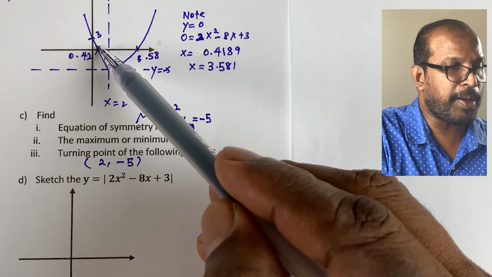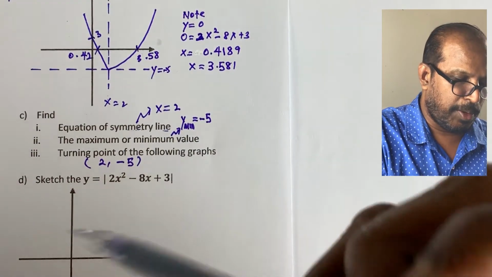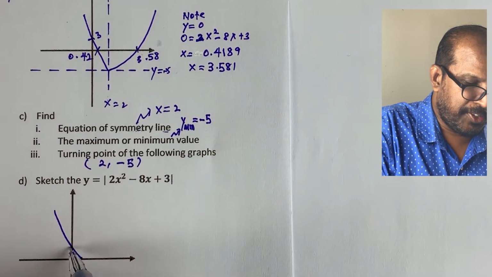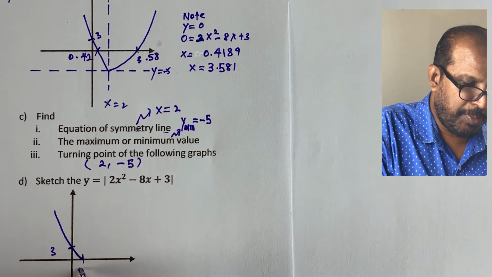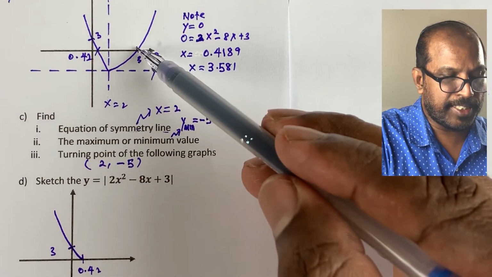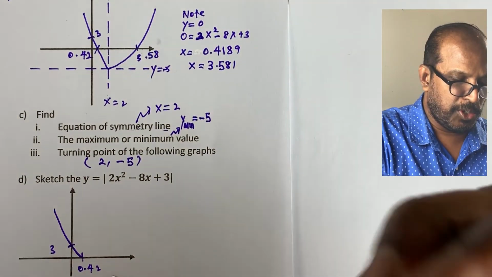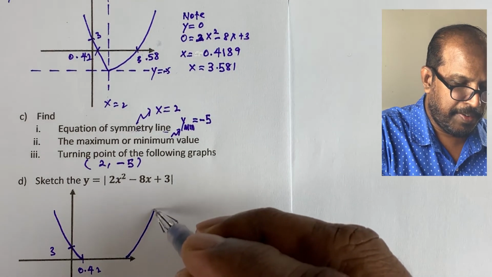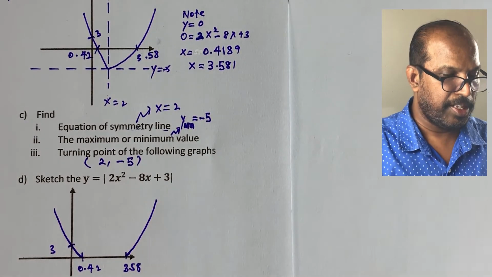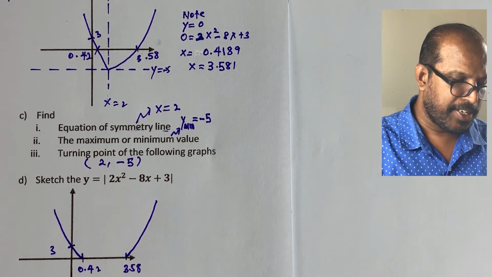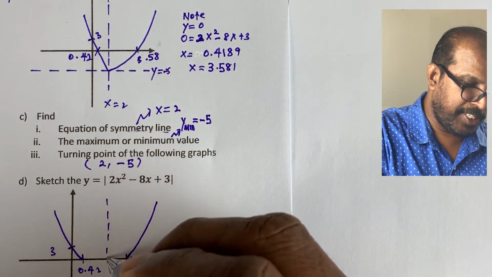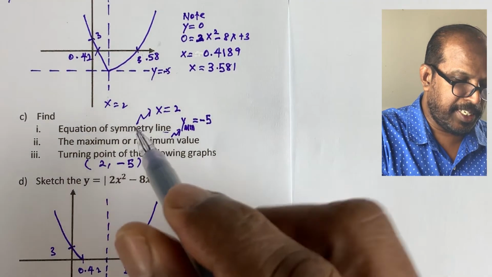The second step under the sketching the modulus concept is remain the graph above the x-axis. So the above x-axis is this part. So I'm going to remain that part. So I got it here. This value is 3 and this value is 0.42. And the other graph above the x-axis is this part, so this part also must be remain. So I'm going to sketch here. So this is remain. So this will be the 3.58. The symmetrical line in between these two is actually here.